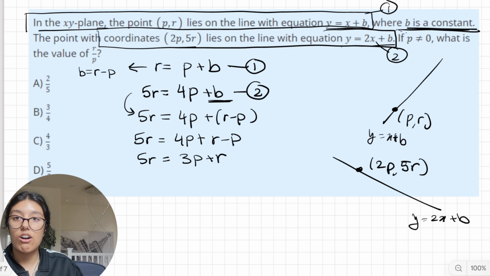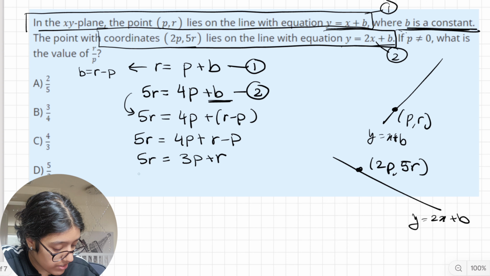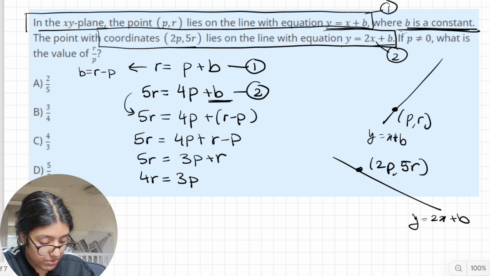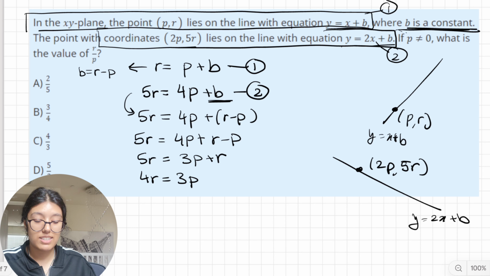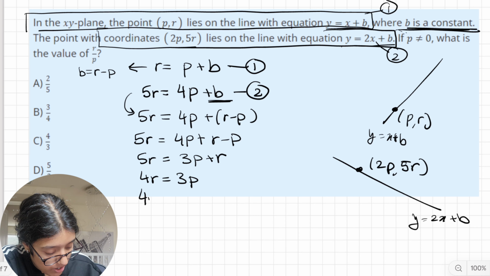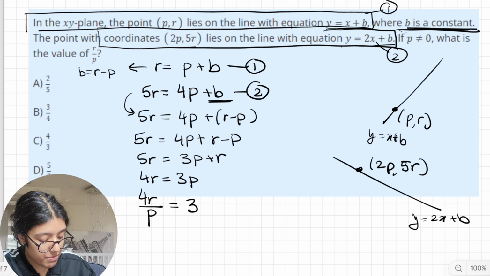And subtracting r from both sides, we get 5r minus r, which is 4r, equals 3p. Now, they're asking us for r over p. Well, we are in a lucky situation. We have 4r equals 3p. Divide both sides by p. So we have 4r over p equals 3, because p over p is just 1.